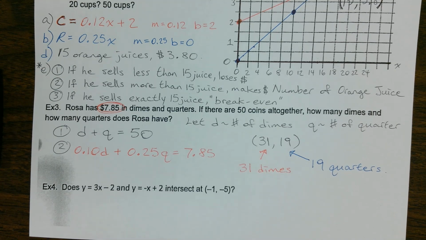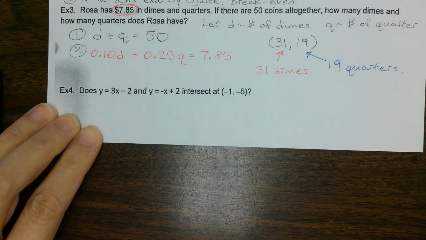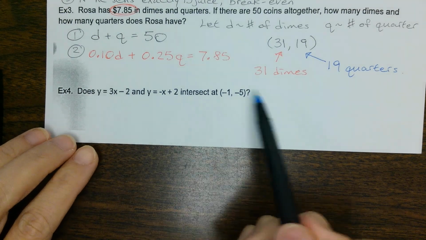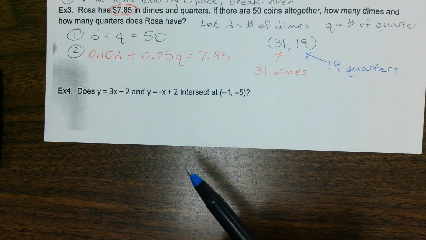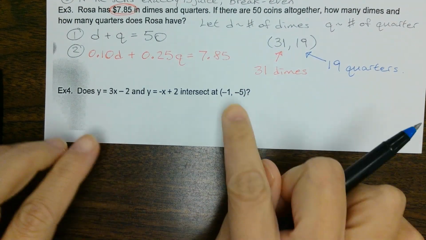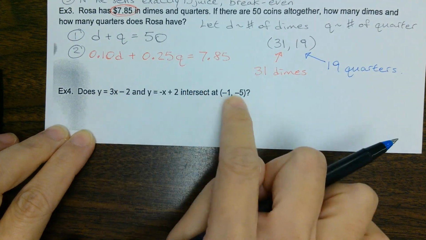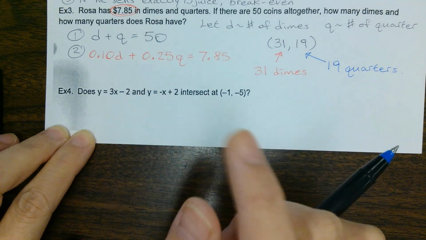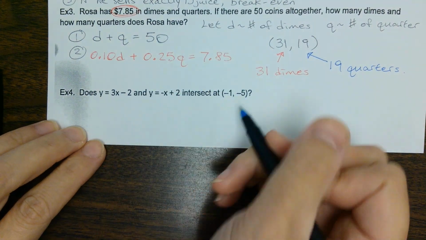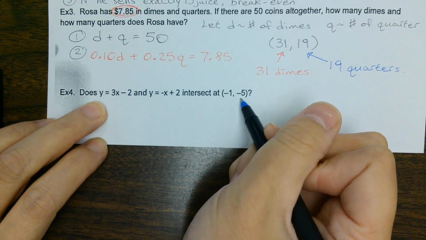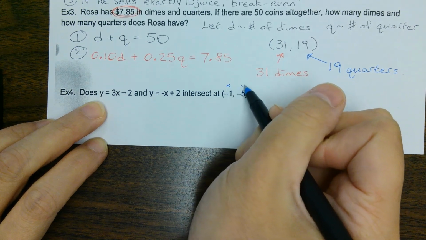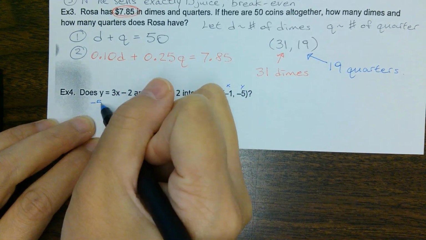Don't we have to rewrite it? No, these two are in y equals mx plus b form, so we don't have to. So one way, we could graph both of these and see if they intersect there. Second way, if this point is on this line, then when I substitute the numbers in, the left side will equal the right side. So this is my x, this is my y. I'm going to substitute it in here.